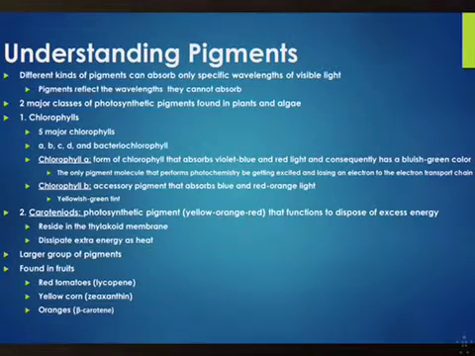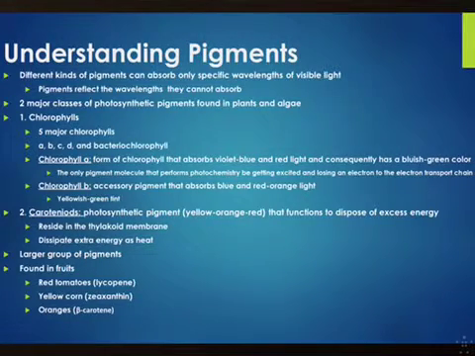Good job. So chlorophyll A is a form of chlorophyll that absorbs violet, blue, and red light. And it will consequently have a bluish green color to it because the greens are not getting absorbed, so they're getting reflected out. This is the only pigment molecule that performs photochemistry by getting excited and losing an electron to the electron transport chain.